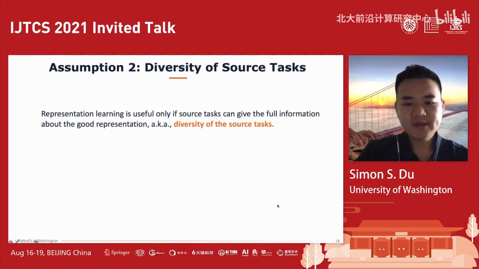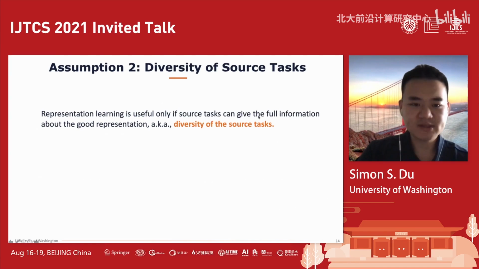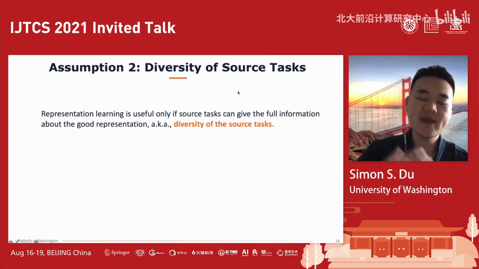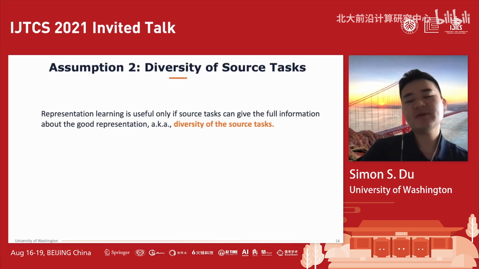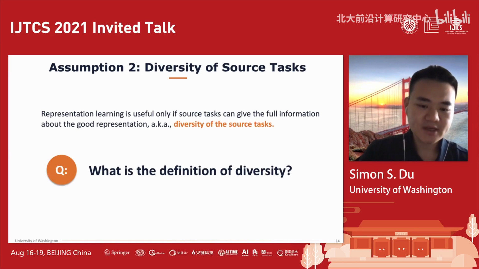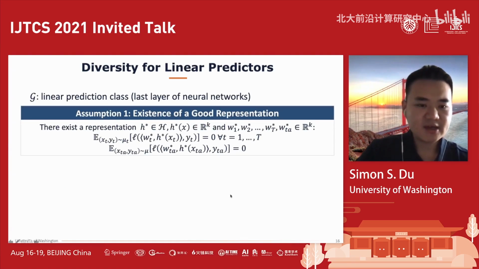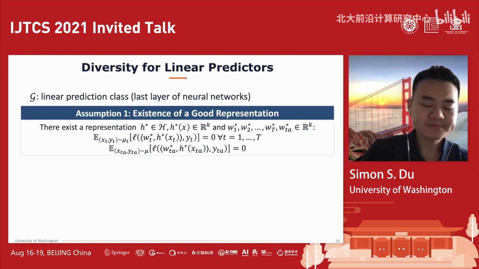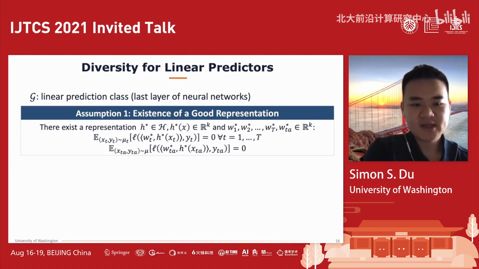All right, so here's our proposed assumption to avoid these scenarios. This is called the diversity of the source tasks. Basically, we require the source tasks to cover the whole information about the good representation. The main question here is: what is the formal definition of this diversity? Here's our assumption for the linear case. Let's first focus on the G function being the linear prediction class, which is also the focus of this talk.